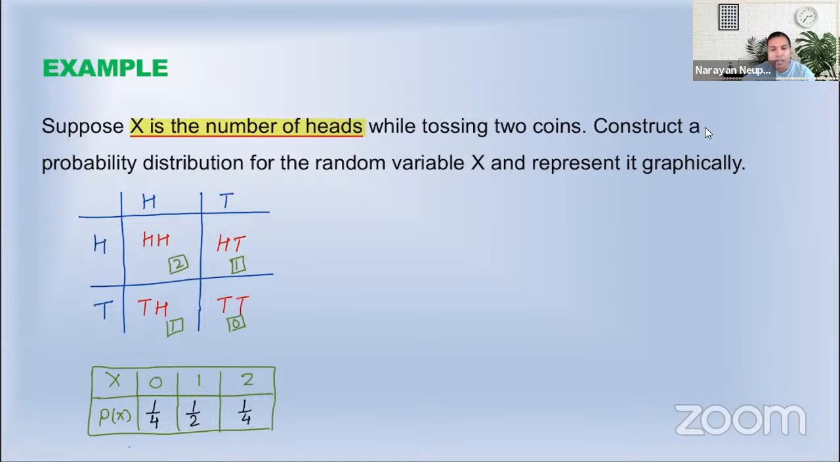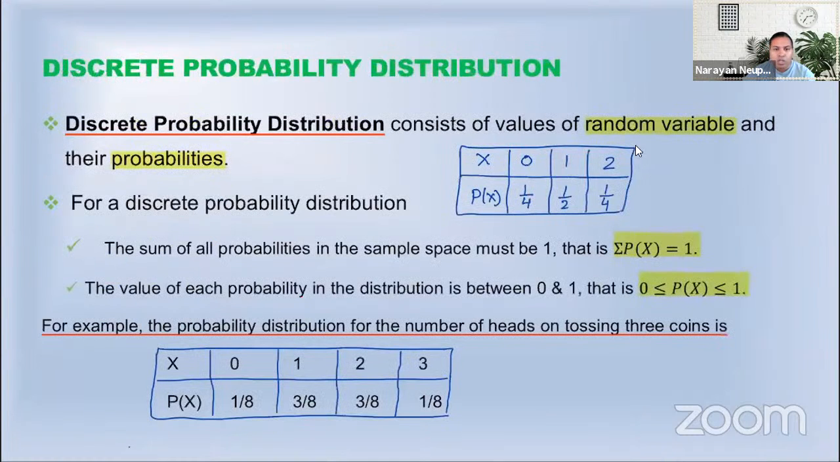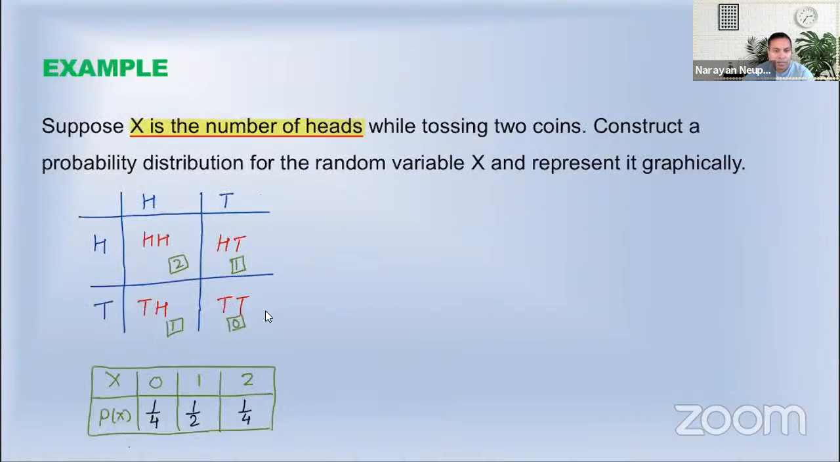So that's the first part here: construct a probability distribution for the random variable X. And this is exactly the same probability distribution that I was writing before. This is the probability distribution for the number of hits while tossing 2 coins. So this is how we can create that. Now, before I move on to graphing this probability distribution, do you have any question on how I constructed the probability distribution?